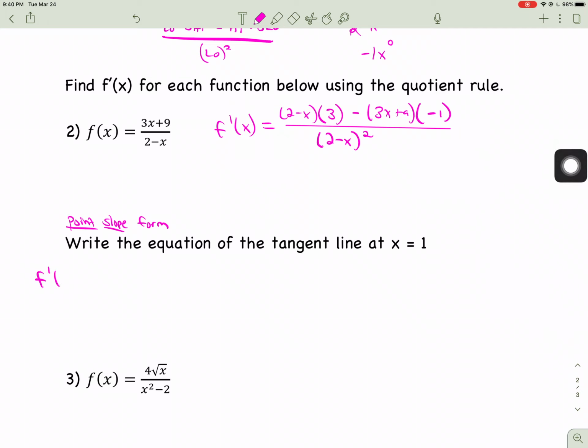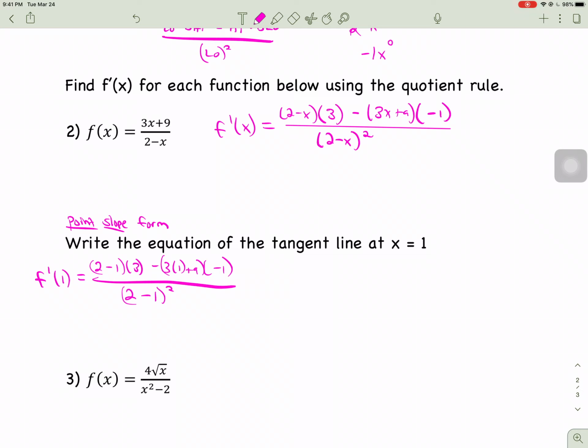So let's see, f prime of 1. Well, we have to plug in 1, so we get 2 minus 1 times 3 minus 3 times 1 plus 9 times negative 1 over 2 minus 1 squared.